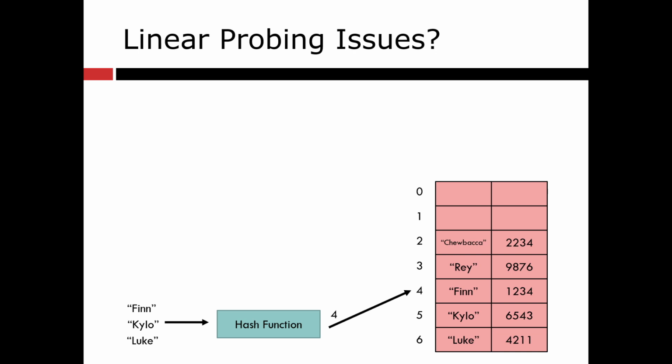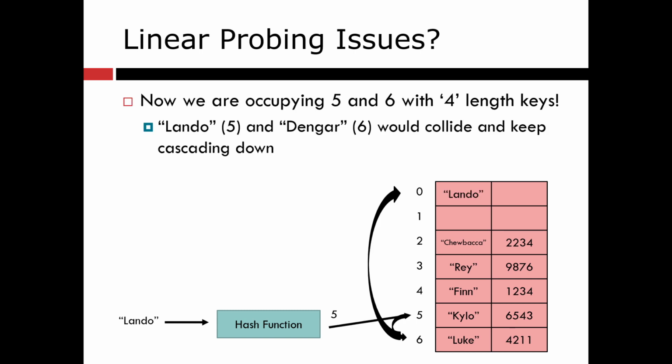Okay, so one of the issues is going to be what happens if we get something like Lando that has a 5 value, right? Lando is going to get our hash value of 5, but Kylo is there, so now it's going to go to Luke. Luke is there, it's going to wrap around and go to 0 and put Lando there. Okay, that's okay. Dengar, same thing, 6 letters. It's going to go into Luke. It's going to step forward and step in. So that's going to lead to a potential problem, and hopefully you see there's a pattern that's emerging.